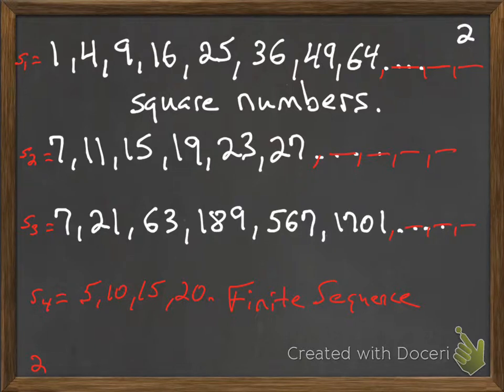Did you find the pattern of sequence number 1? The square numbers pattern? Can you see what's happening in sequence 2 and sequence 3 in order to generate the next term?